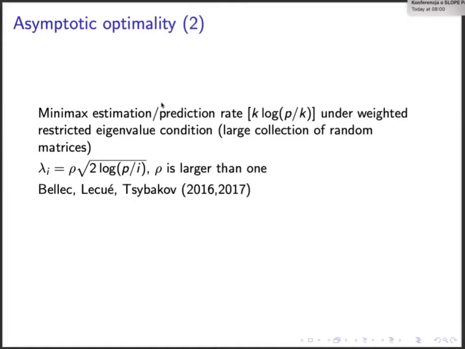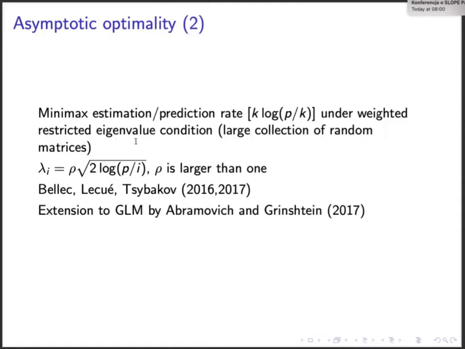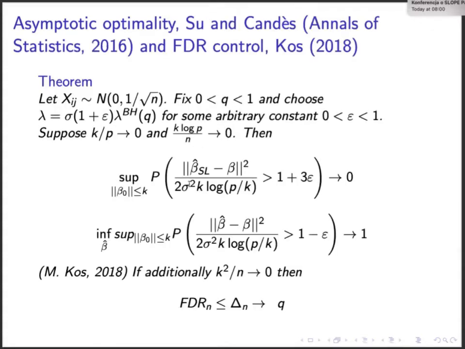These results were further extended by Bellec, Lecué and Tsybakov to the case when X is a fixed design matrix, not Gaussian, but this matrix has to satisfy some conditions, the restricted eigenvalue condition. More or less, you cannot have columns of X that are too strongly correlated. And also they didn't prove sharp minimaxity. What Emmanuel and Weijie proved is that the minimaxity is sharp, so not only is the rate k log p over k, but also the constant is 1 here.